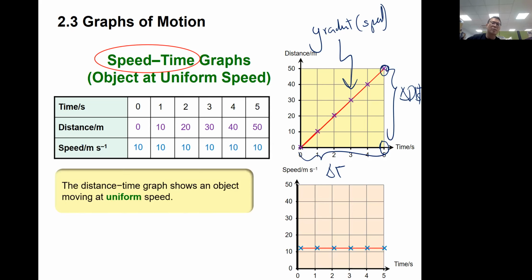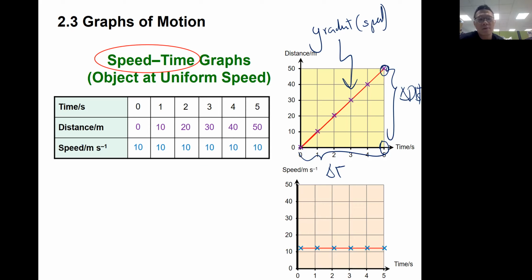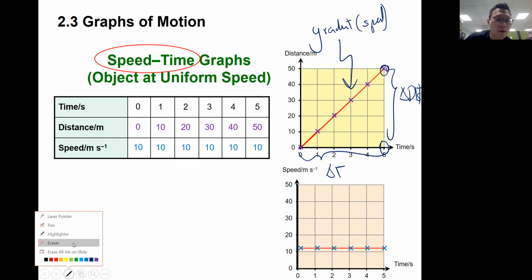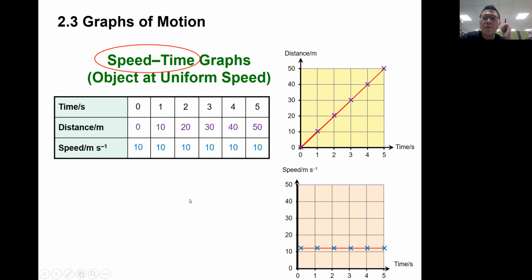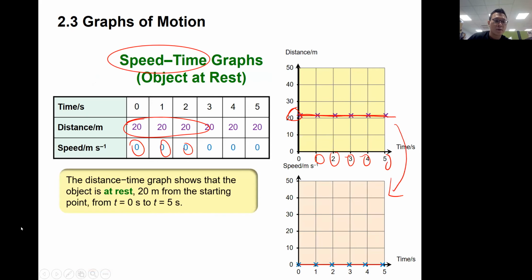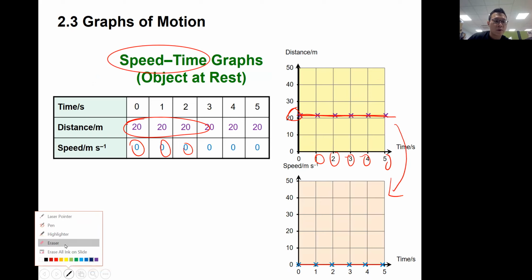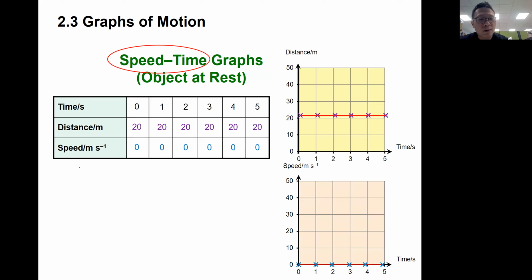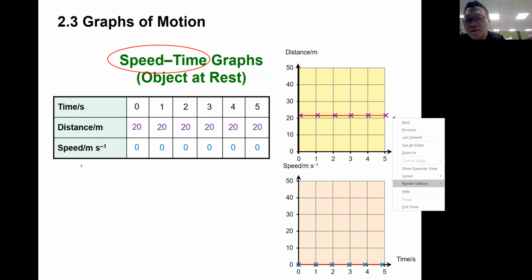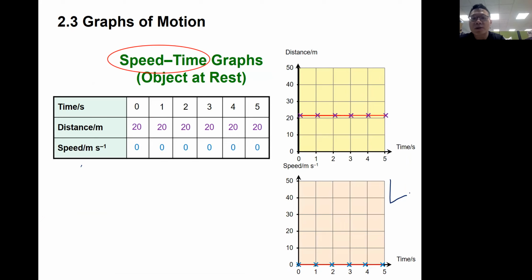From this simple example, you can see that to transform a distance time graph to a speed time graph, what we are literally looking at is the gradient. So when we look at the distance time graph here and want to transform it to a speed time graph, the transformation I'm looking for is to find the gradient.